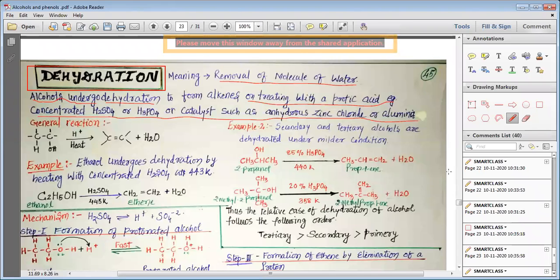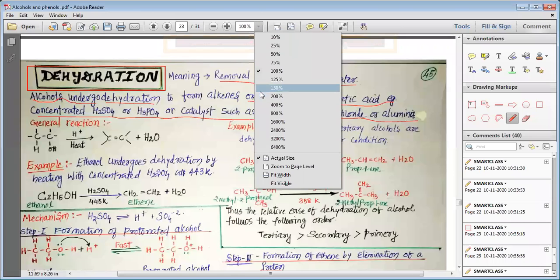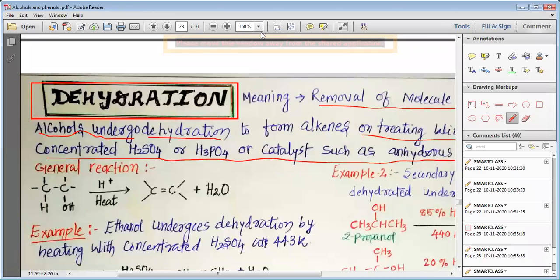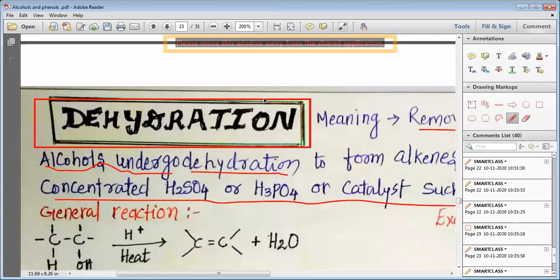So the water molecule is removed from the alcohol by treating the alcohol with a protic acid like sulfuric acid or phosphoric acid, or various catalysts like anhydrous zinc chloride or alumina. Alumina is nothing but Al2O3, aluminum oxide. Let us understand this reaction in detail. First we should see how it takes place.